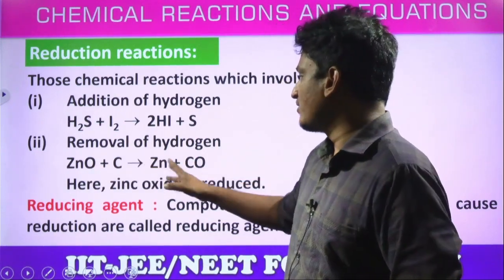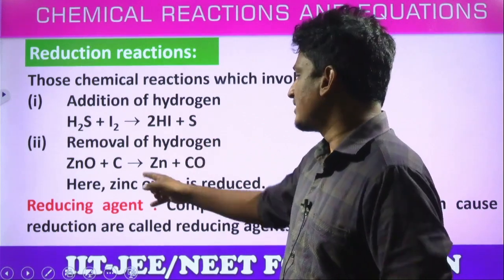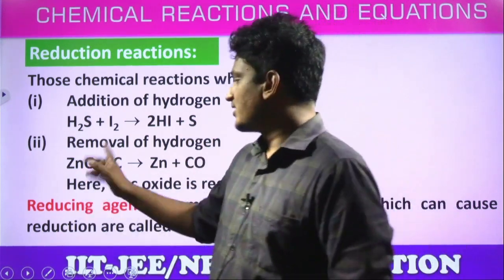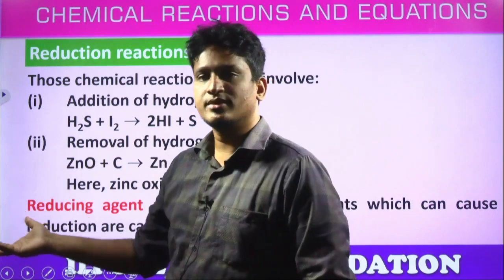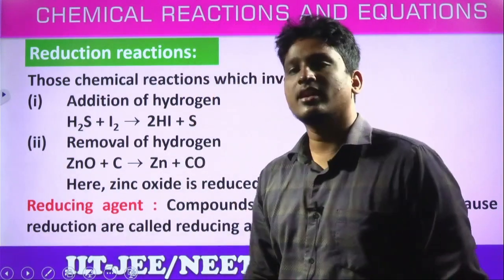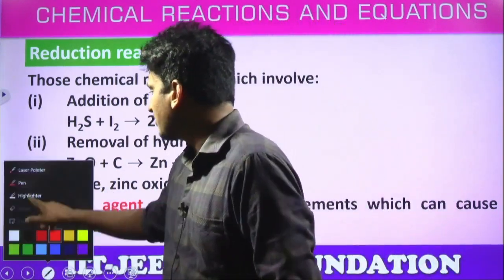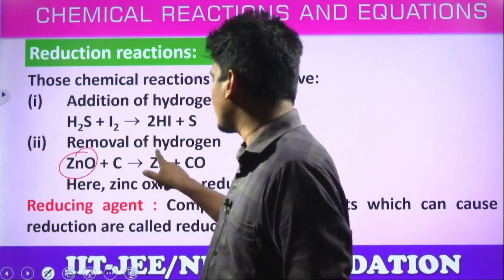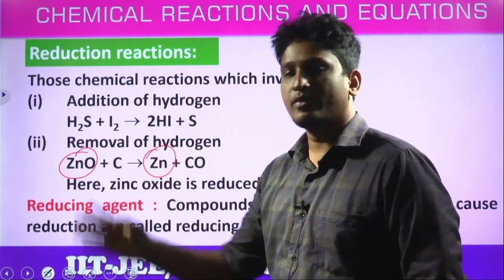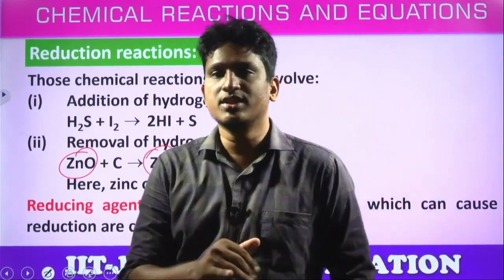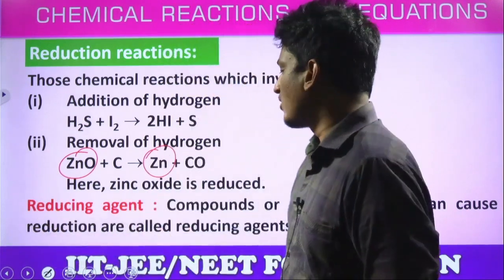And removal of oxygen, look here. ZnO plus C gives rise to Zn plus CO. Here zinc oxide is reduced or not? In ZnO, oxygen is removed, so it is undergoing reduction. You can see ZnO becomes Zn, that's it. Zinc oxide becomes zinc. What happened before the reaction and after the reaction? Oxygen is removed, right?